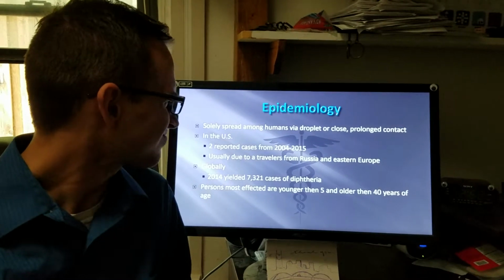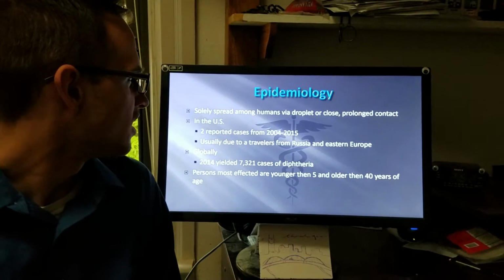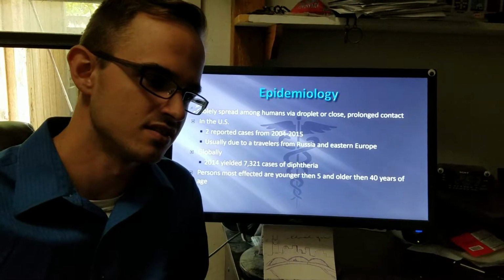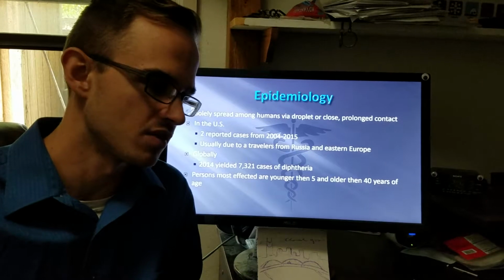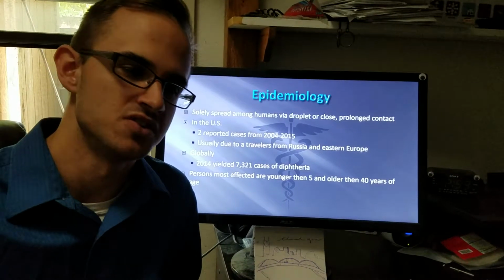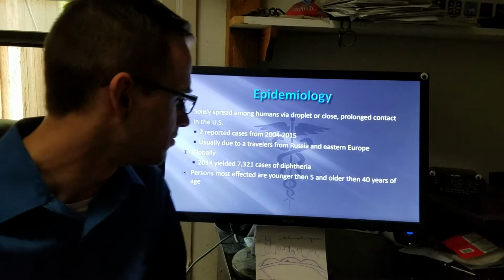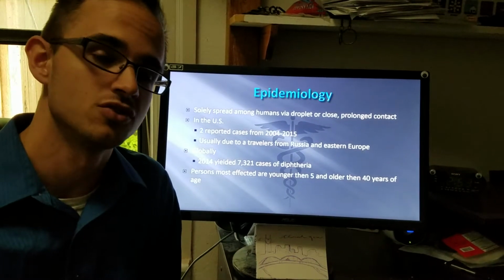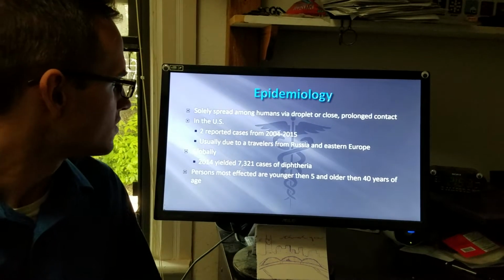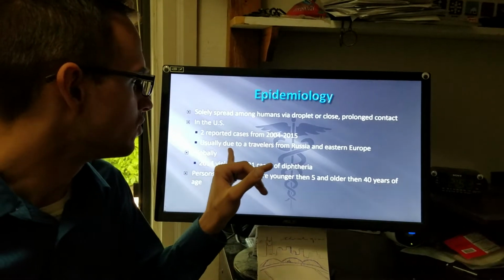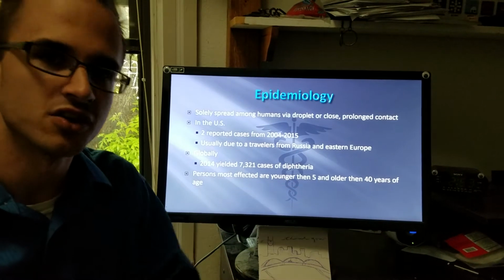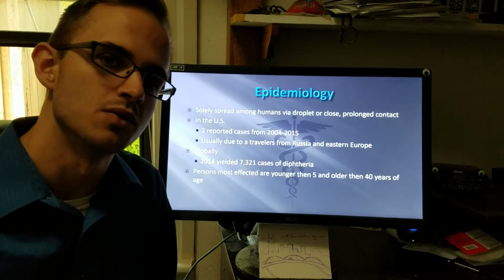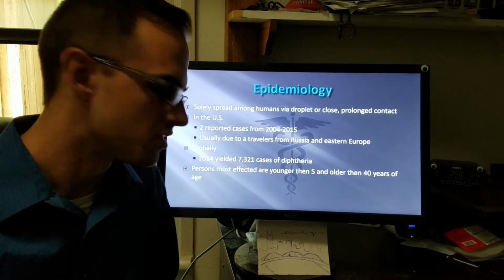Moving on, epidemiology. So, as you can read here, in the U.S., it's very low. We standardize and get rid of it with vaccines. Standard vaccines make it to where we don't really have it as a problem. Only two cases from 2004 to 2015. Only 2 cases reported. So that's probably nice. But most of the time, our cases are due to travelers going to other countries and then coming back. And Russia is another big one that has endemics of diphtheria.